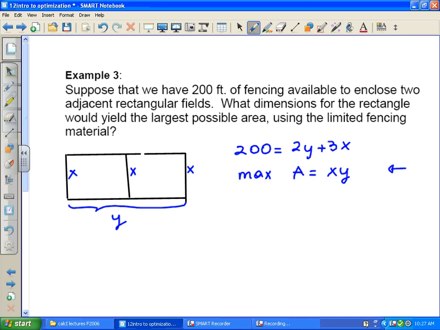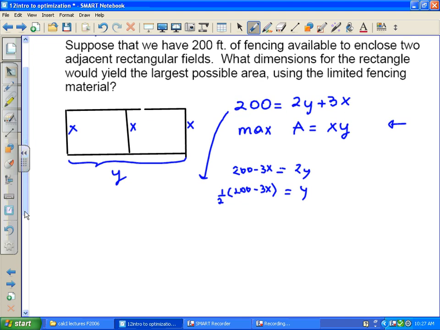So I'm going to solve for y in the first equation. So I have 2y equals 200 minus 3x, and then divided by 2. So y equals 1/2 of 200 minus 3x, or just everything divided by 2. Of course, you could have also solved for x in this equation. Either one will be just as easy to substitute back into your objective function.